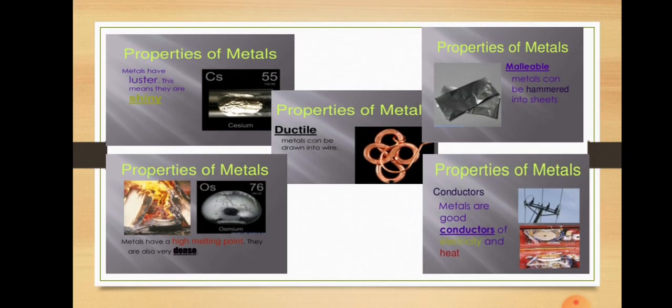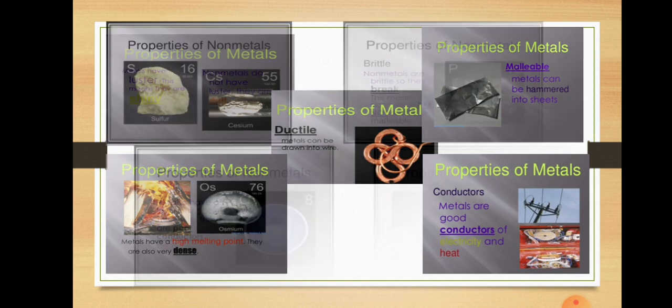Now, here is a recap of what we learned from the video. Properties of metals. Metals have luster, this means they are shiny. Ductile, metals can be drawn into wire. Metals have a high melting point, they are also very dense like osmium. Conductors, metals are good conductors of electricity and heat. Malleable, that means metals can be hammered into sheets.